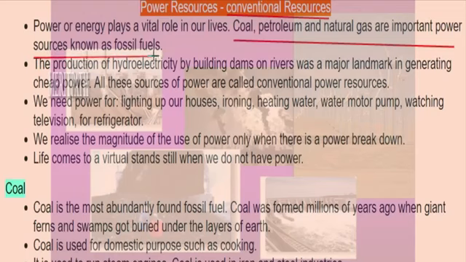Power or energy plays a very vital role. Coal, petroleum and natural gas are the important power sources known as fossil fuels, formed by the decay of dead plants and animals over the years. Now we need power, as I said, for lighting up our houses, ironing, heating water, motor pump, watching television or refrigerator, etc. Life comes to a virtual standstill when we do not have power.